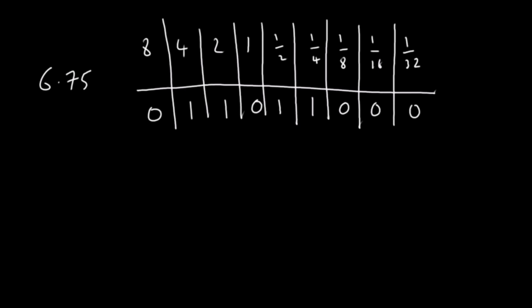Now, this is the bit that doesn't make a tremendous amount of sense, but we have to imply a point in there somewhere. So we're going to do 0, 1, 1, 0. So this point now is implied. It's not real, it's just implied. And then we've got 1, 1, and then we can have as many zeros after that as we want to. So we'll just put a couple down. And then that is 6.75 represented in fixed point binary.